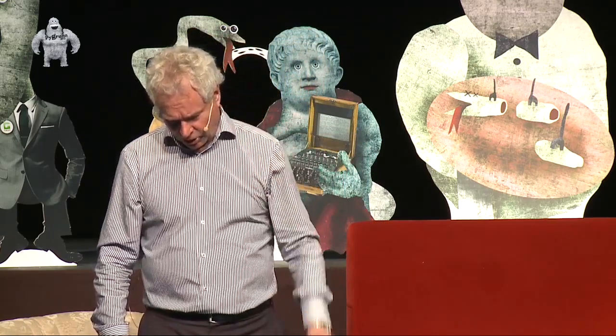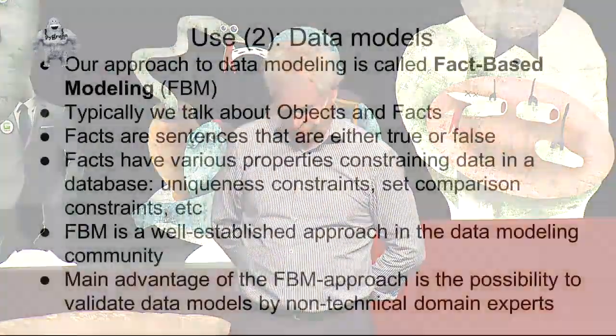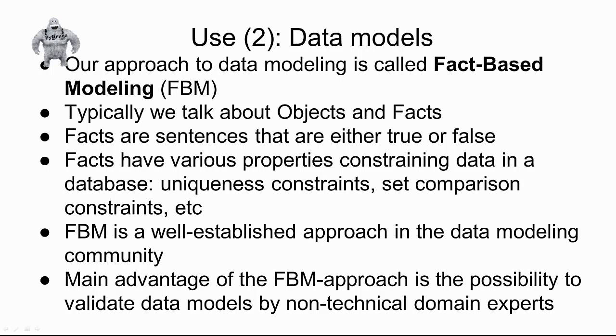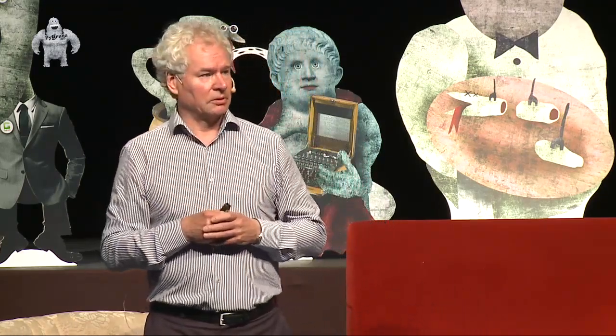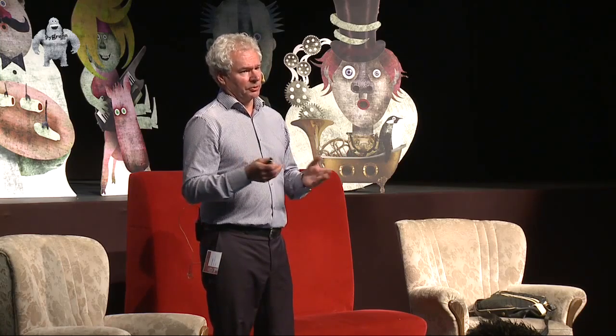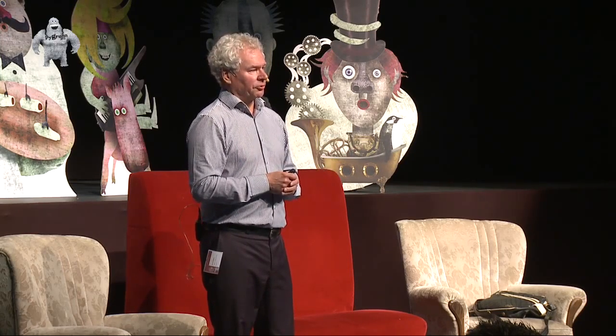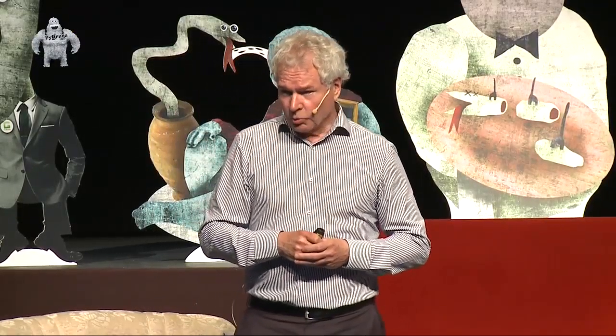In fact-based modeling, we talk about objects and facts. And facts are sentences that are either true or false. And facts have various properties constraining data in the database. So we're talking about uniqueness constraints, keys, foreign keys, set comparison constraints, and things like that. FBM is a well-established approach in the data modeling community. For example, an organization that uses FBM is the ESA, European Space Agency, and the satellites that they build, of course, have to conform to very, very high demands, and they use the fact-based modeling approach to model the data for their satellites.